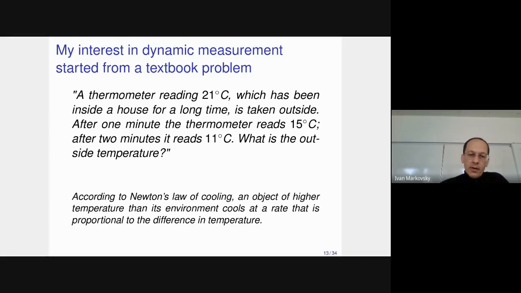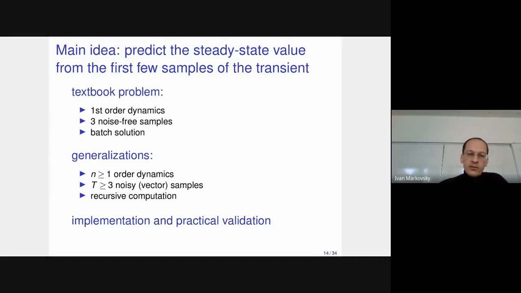What is added in the problem is the additional information that the behavior of the temperature is governed by Newton's law of cooling, which is a first-order differential equation. And this suggests a very interesting idea. If we take a few samples of a dynamical process, from these samples we can predict the steady state value of the process, which is the thing of interest here to measure the temperature, without waiting for the transient to die out, because this transient may take much longer.